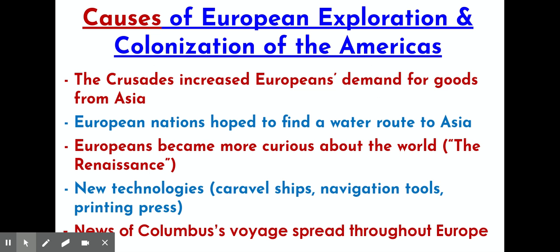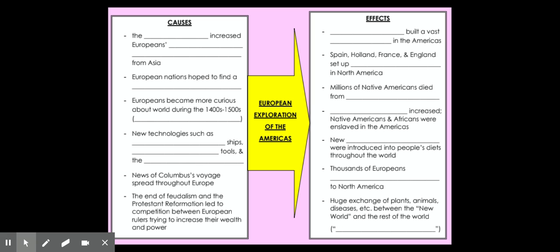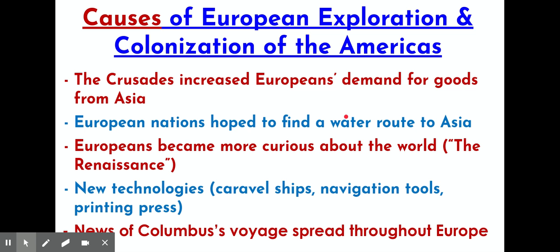The next two slides, this is the causes of European exploration. That would go in this box that says causes. And then the slide after that, the yellow slide will be the effects, which will go right here. So causes, these are things that led to European exploration and colonization. The Crusades increased Europeans' demand for goods from Asia. That's why they wanted to get to Asia. They wanted a water route. Second, European nations hoped to find a water route to Asia.